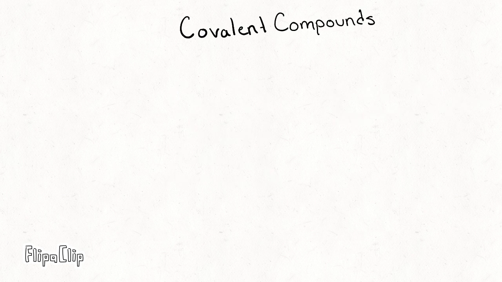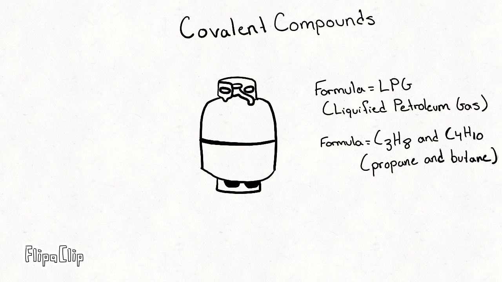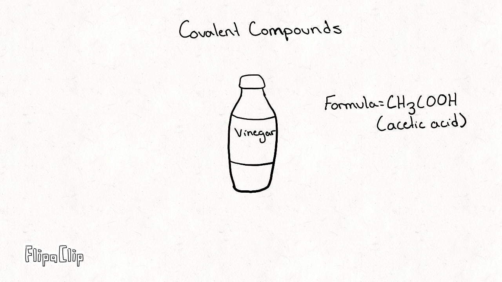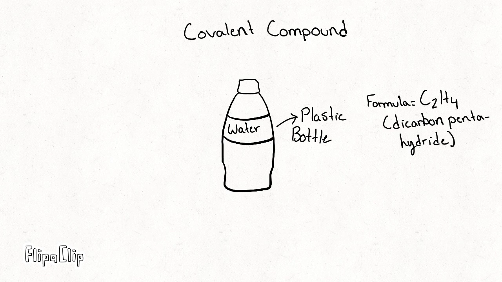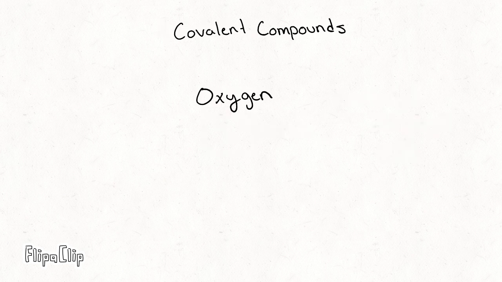Covalent bonds in my home, we got LPG, which is liquefied petroleum gas. It is used for cooking, in scenarios like heating up the stove. It's compressed with a mixture of propane, C3H8, and butane, C4H10. More hydrocarbon gases are mixed into it as well. Vinegar is covalent and is made of carbon, hydrogen and oxygen, known as acetic acid. Plastic is C2H4, and water is known as H2O, dihydrogen oxide, and oxygen is just oxygen.